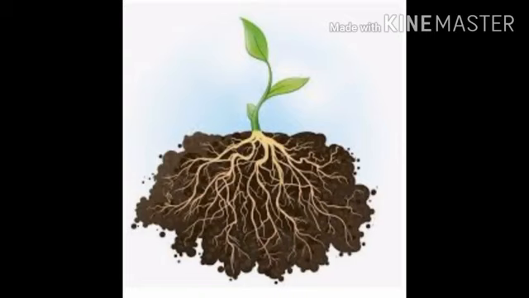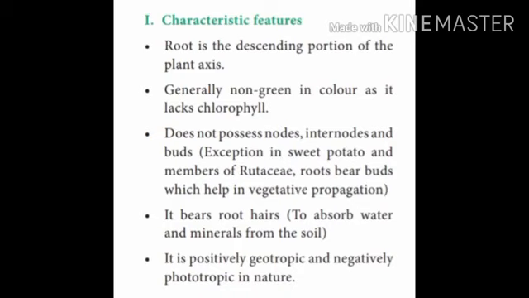We'll get into the important topic, the first organ, root. Root is non-green in color, it is cylindrical, and it grows towards the soil, so it is positively geotropic. It develops from the radicle, and its main function is to absorb water and nutrients and to help in anchoring the plant. We'll see the characteristics of the root. Root is the descending part of the plant, generally non-green due to lack of chlorophyll pigment, and it does not possess nodes, internodes, buds and so on. It bears root hairs, and it is positively geotropic and negatively phototropic. These are the characteristics of the root.